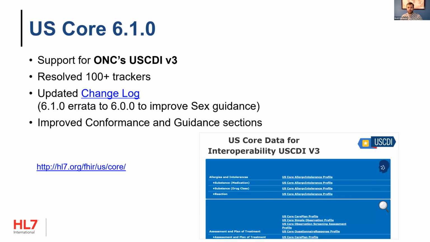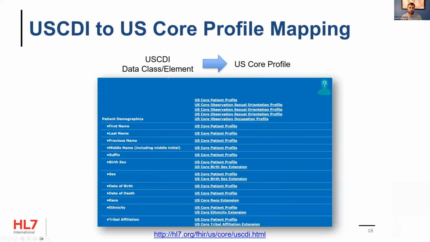We published in early May at 6.0, and then got some feedback that 6.0 needed some improvement on the sex guidance to use SNOMED. And so we did a rapid release of an errata, 6.1.0, to include that. If you follow that link at hl7.org/USCore, you would find the latest guide.